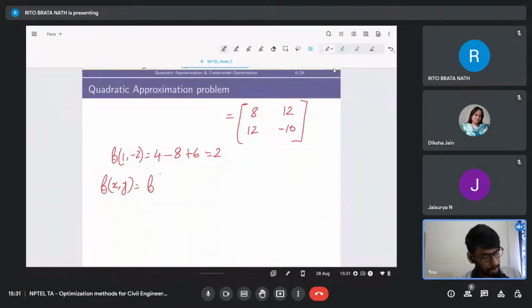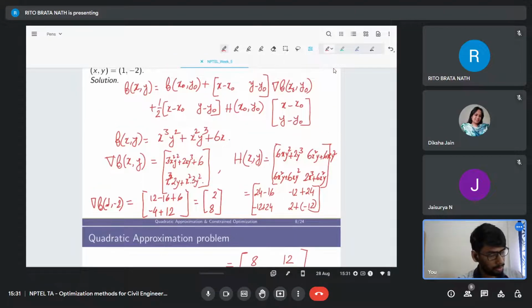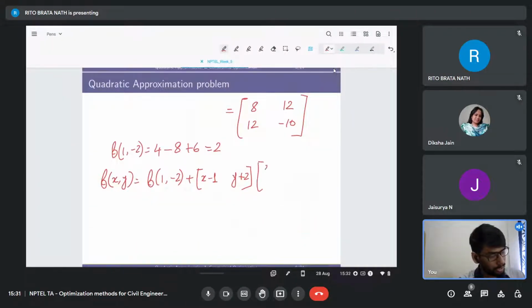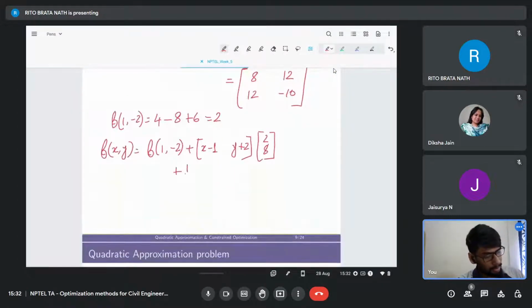So this will be f(1, minus 2), then plus (x minus x naught, y minus y naught), that is x minus 1, y plus 2, times the gradient, so this will be plus 2, then this will be 2, 8. And the rest of the part will be half times x minus 1, y plus 2, then this Hessian matrix that you have with you, and then this x minus 1, y plus 2.